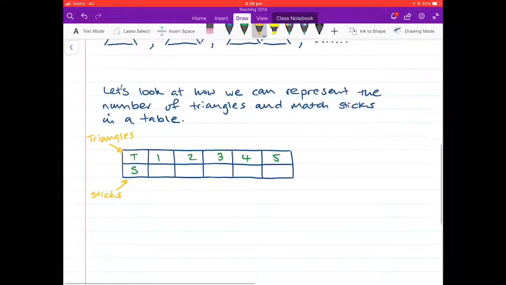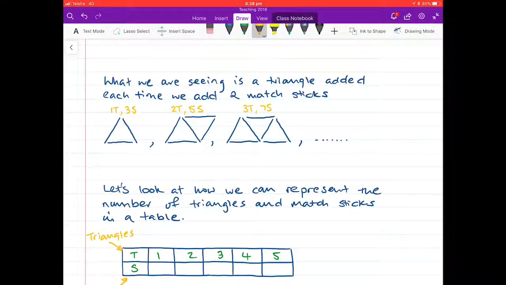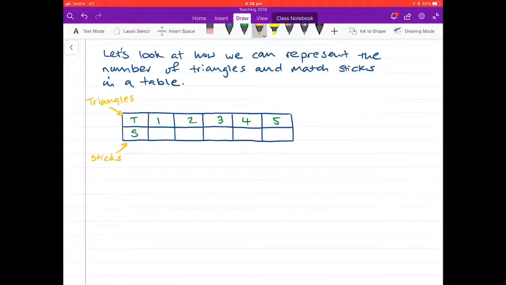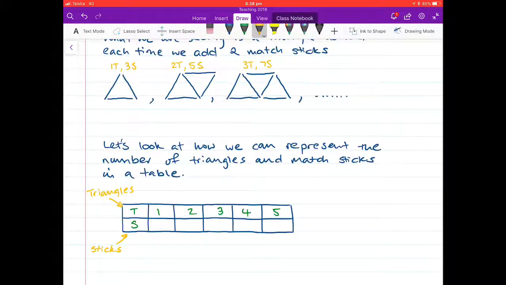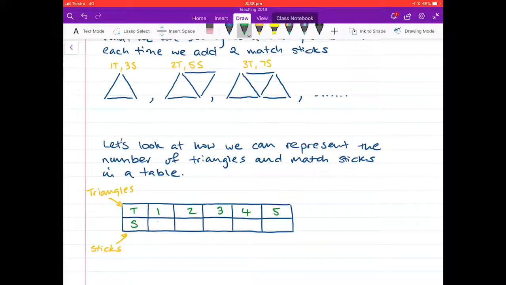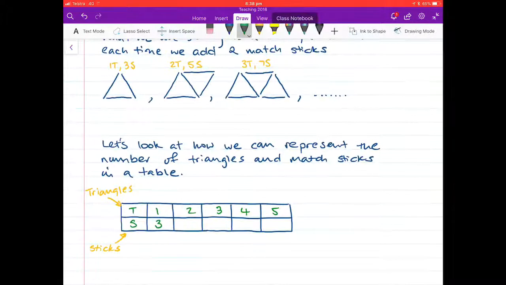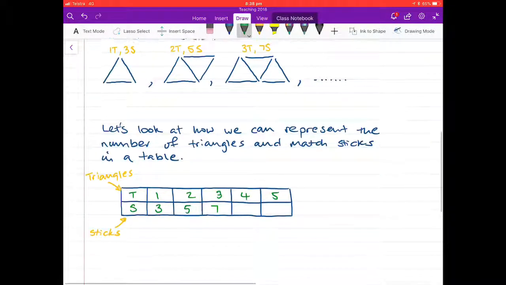Now, rather than drawing those patterns on and on and on to find out how many matchsticks in the 10th pattern, for example, we're going to look at how we can start to represent this in a pretty simple table, okay, which looks at the number of triangles and matchsticks that we use for our patterns. So when we come back up here, we know now that one triangle uses 3 matchsticks, two triangles uses 5 matchsticks, 3 triangles uses 7 matchsticks.